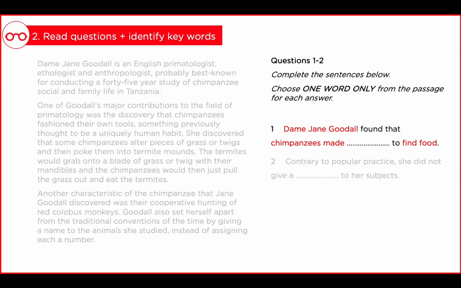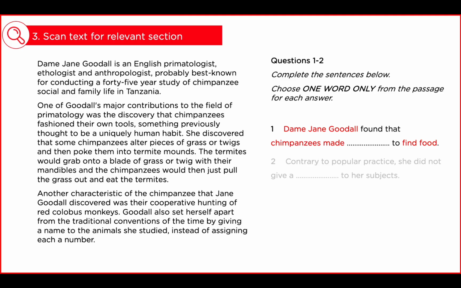So this is a good thing to scan for. Capital letters, D, J, G. And then I'm also going to be looking for chimpanzees. I'm going to look for something related to food. And I want to know, what did chimpanzees make to help them find food? Step 3, I'm going to scan.